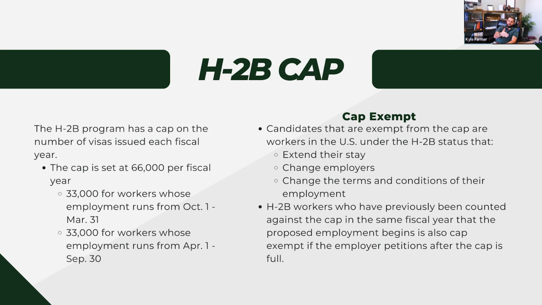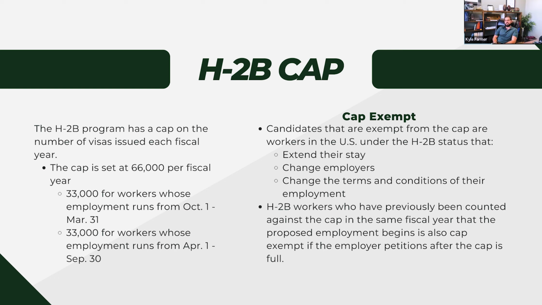The change of employers route would be if I own the landscaping company and my brother owns the holiday light installation company, and we just want to transfer workers back and forth during our respective peak seasons. That's fine too. And that's cap exempt. The other option is H-2B workers who have previously been counted against the cap in the same fiscal year, and the proposed employment begins is also cap exempt if the employer petitioned after the cap is full.